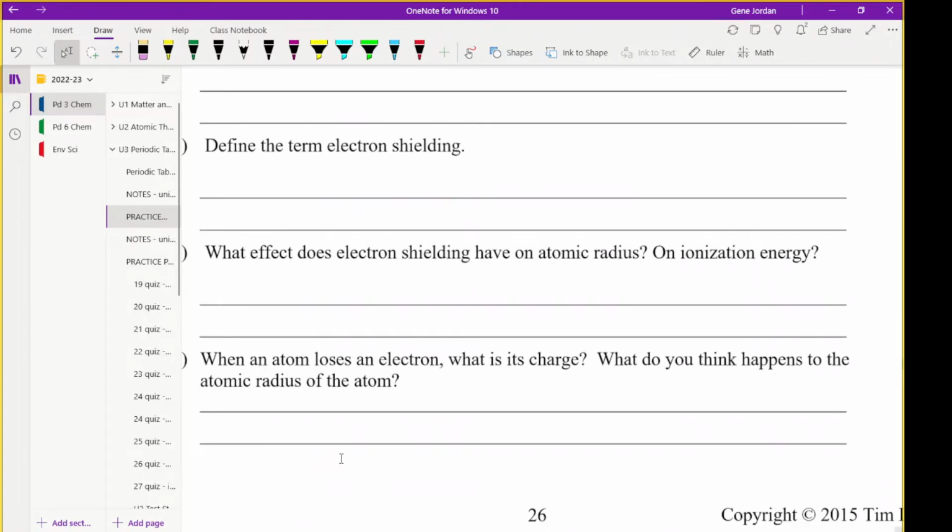Define electron shielding. Because kernel electrons on the inside shield the outer electrons out here, they don't feel the same force, the same pull into them. So kernel electrons, which means on the inside, like a kernel of corn, shield the nuclear charge from the protons.